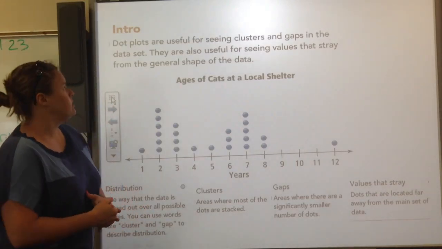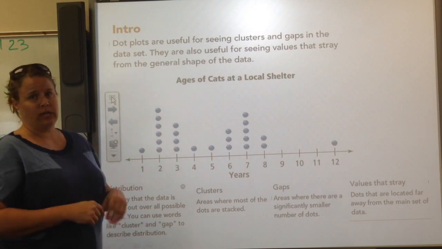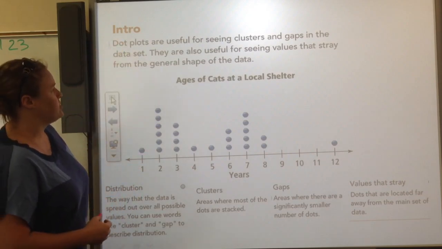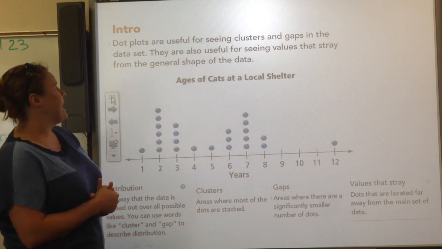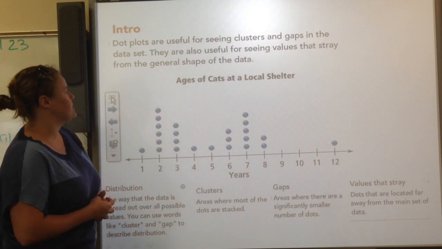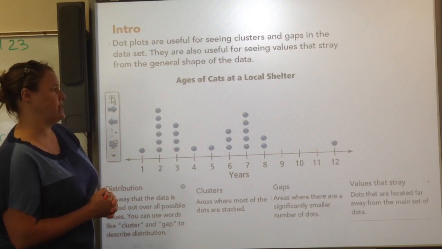Okay, so this is dot plots part 2. This is actually getting into the analyzing of the data. So I want you to record that dot plots are useful for seeing clusters and gaps in the data set. They are also useful for seeing values that stray from the general shape of the data.